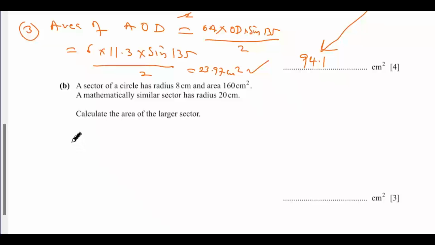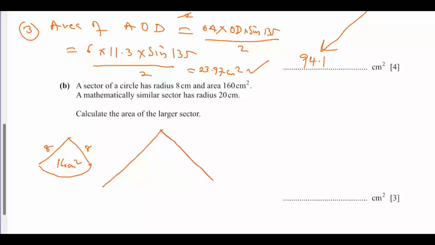So we can say that we have the smaller sector to be something like this. Okay, so we have 8 here, 8 here, and then the area is equals to 160 centimeter squared. Then we have a larger one to be something like this, and the radius is giving us 20 centimeters. We have 20 here, 20 here. Okay, and we want to find the area.